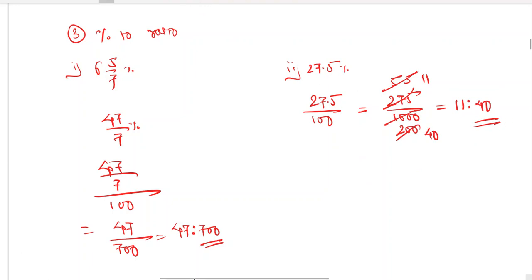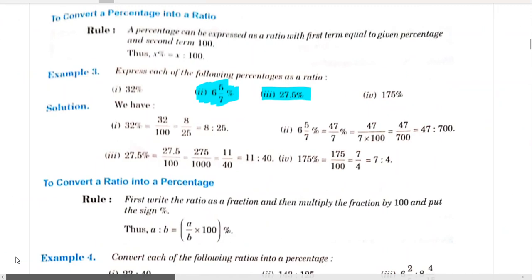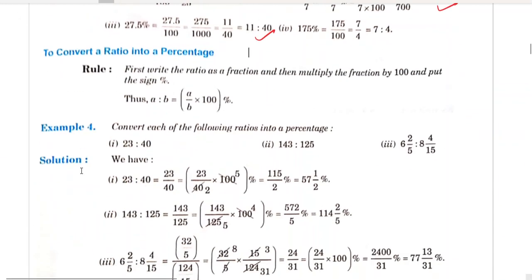Let's check if our answers are correct. 47 by 7% is 47 is to 700 and 27.5% is 11 is to 40. Absolutely correct. Let's go ahead.